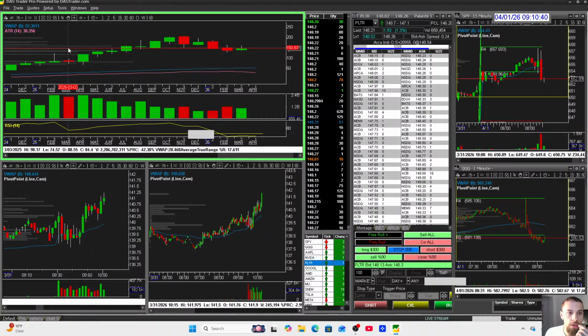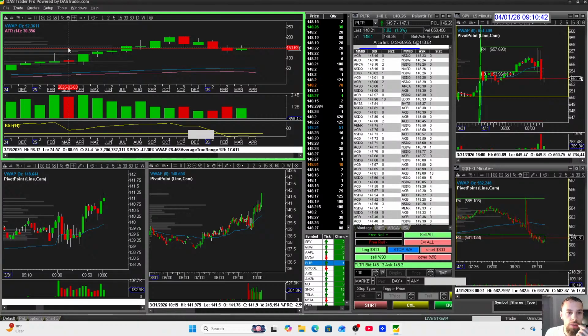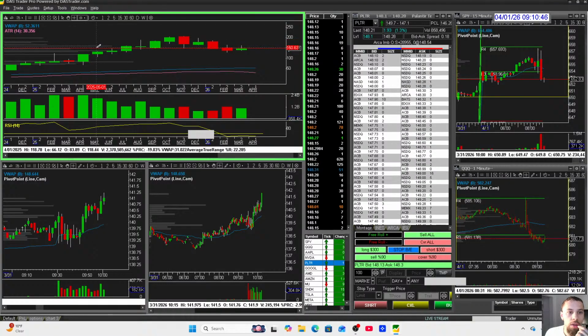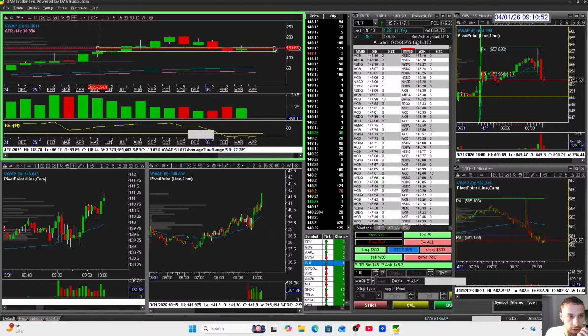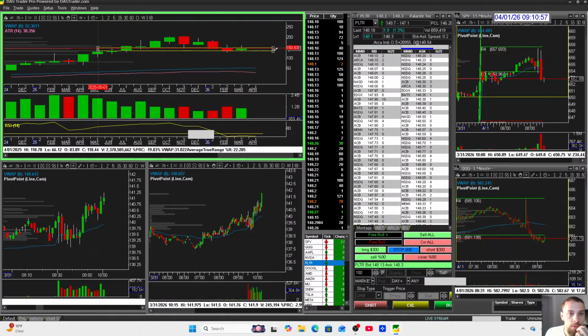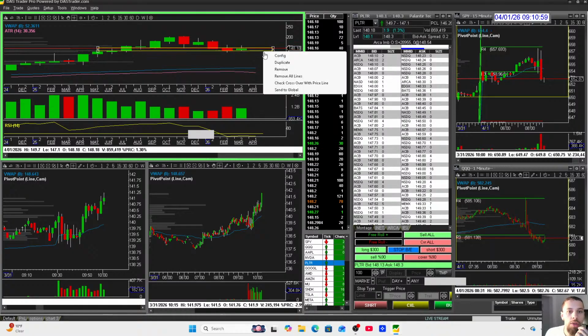Area of resistance that I'm going to draw pretty close to where the price is, 150. 150 is a good psychological level as well. 150.63. Area of support 134.